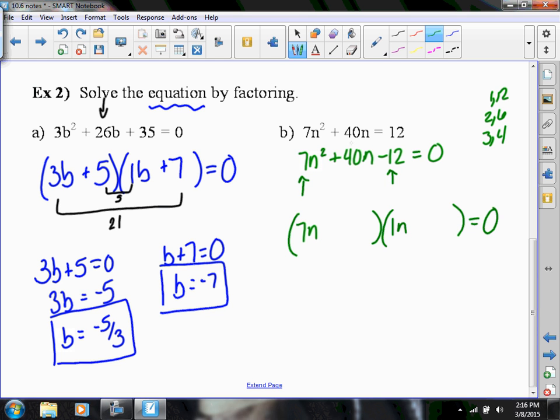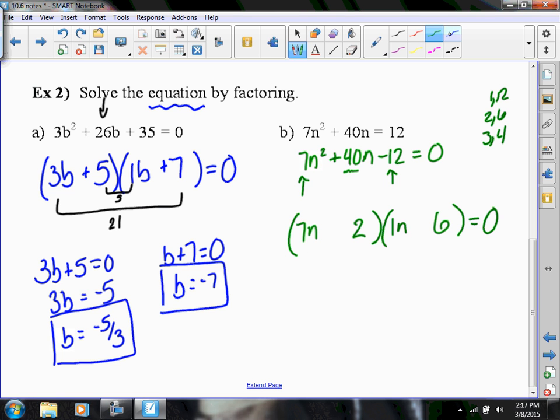And now I have to try and get them to add up to 40. That's my middle term right there. So I'd have to multiply 7 by something that got me maybe close to 40. 7 times 6 is 42. So let's try that. Let's try the 2 and the 6. And if that doesn't work, then I'll flip-flop their locations. And if that still doesn't work, then I'll try another pair.